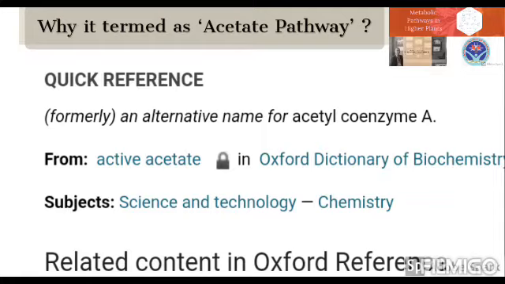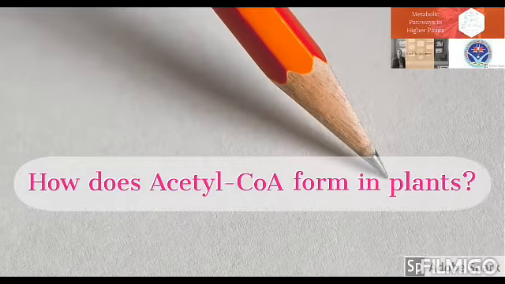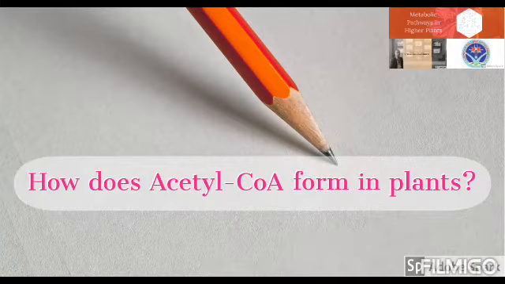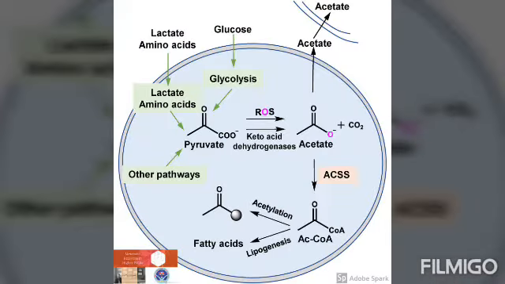So here we come to know that acetyl coenzyme A is the starting material for the acetate pathway, but how is it formed in plants? Actually, acetyl coenzyme A results from oxidative decarboxylation of pyruvate of glycolysis, and also from oxidation of long chain fatty acids or from oxidative degradation of certain amino acids.